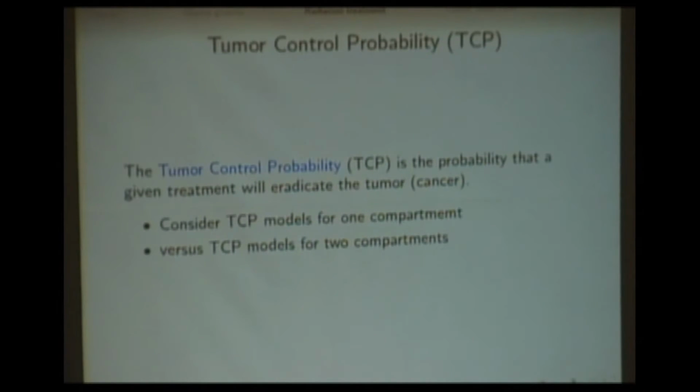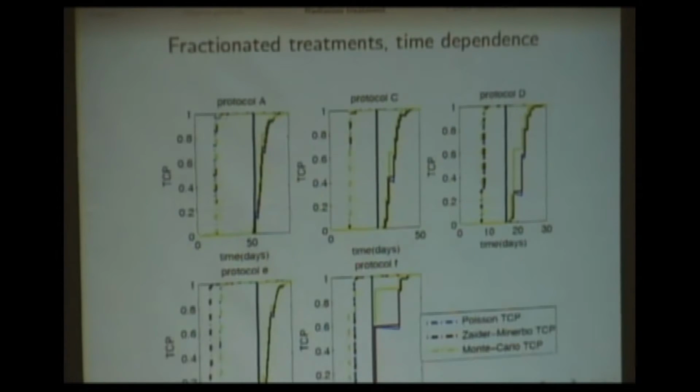You might have quiescent cells, you might have hypoxic cells. And so as an extension, we looked at 2 compartments where you have an active class, which is proliferating, and you have a quiescent class, which is not proliferating and not so sensitive. And now this does make a big difference in the tumor control probability predictions. So let me show you just the results without any details.